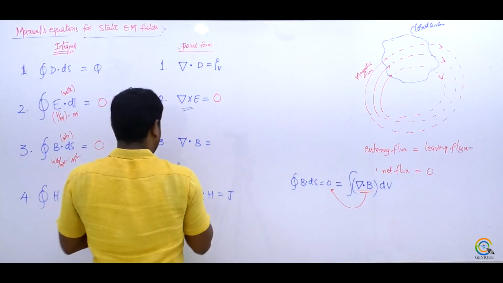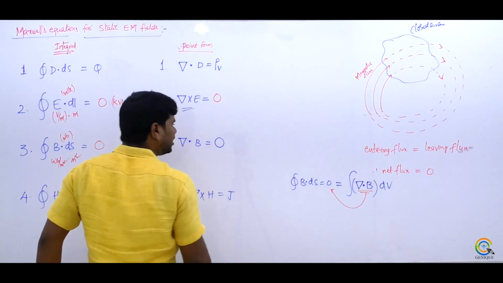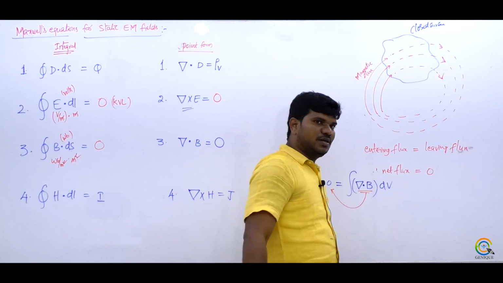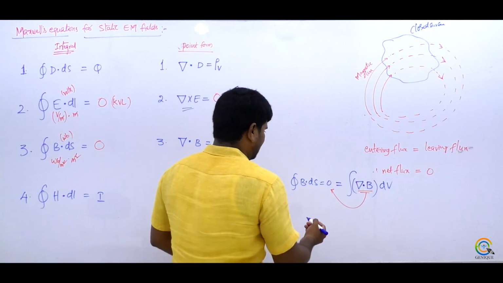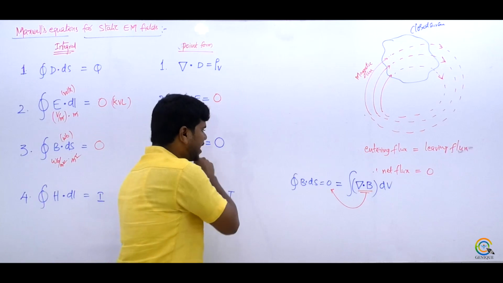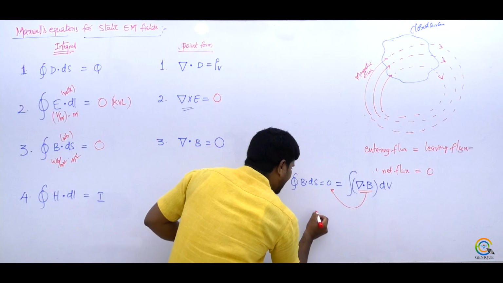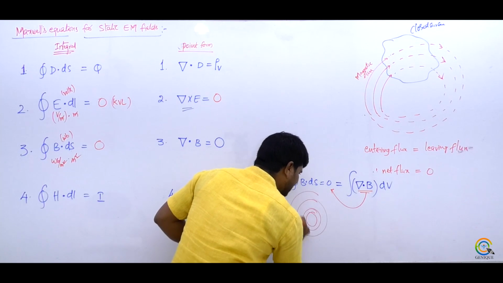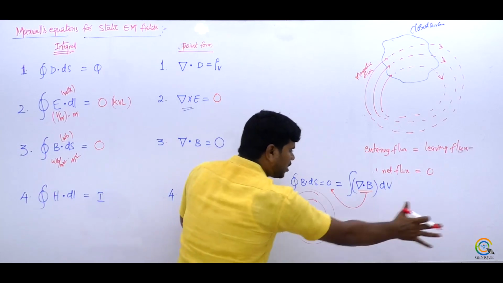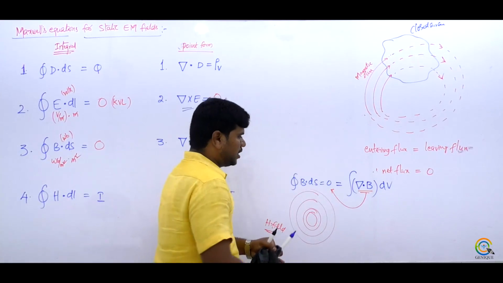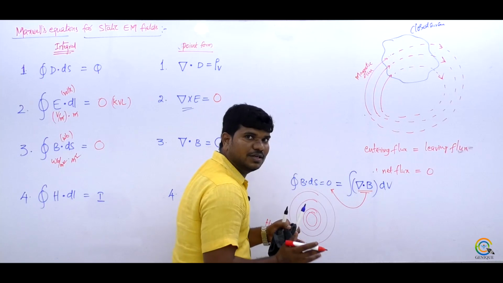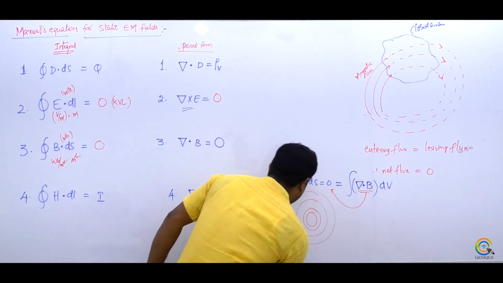So what is del dot B? The divergence of the magnetic field is 0. That means there will not be any divergence for the magnetic field. Why? Because the magnetic flux lines are always curls, circles. These are the H field. The magnetic field lines are circles, and they cannot form a divergence or straight lines. So these are circles, right?